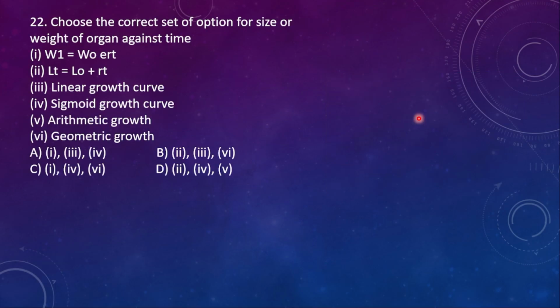22. Choose a correct set of options for size or weight of organ against time. 1. W1 equals W0 e^rt. Lt equals L0 plus rt. Linear growth curve, sigmoid growth curve, arithmetic growth, and then geometric growth. Here the right option is option C: 1, 4 and then 6. Correct set for size, weight of organ against the time.